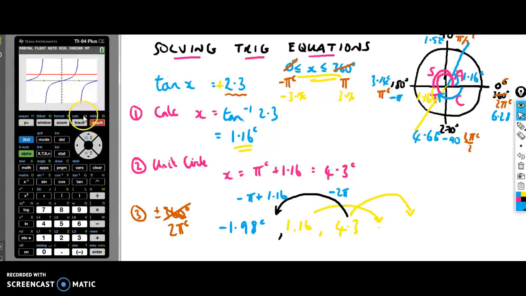And graphically, what does it mean? It means this value here. Let's prove it. Second, calc, intersect, first curve, second curve. We need to guess. Well, it's over near about negative 2, so let's just type in negative 2. And there it is, negative 1.98.